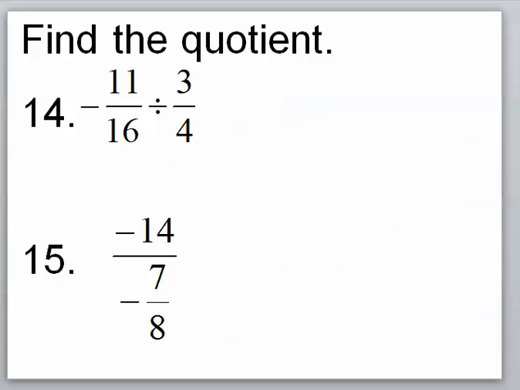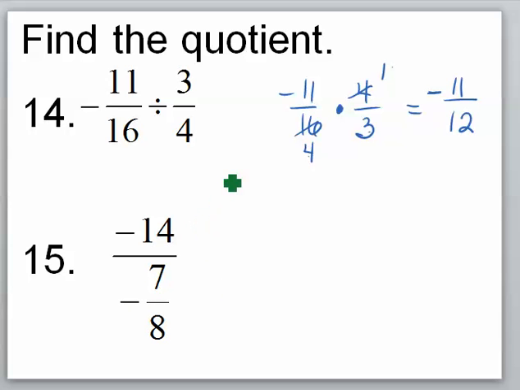The next one, we're going to take our negative 11 over 16. We're going to multiply by the reciprocal. That is the rule that we use when we divide fractions. So I noticed that 16 and 4 share a common factor. So 4 divided by 4 is 1. 16 divided by 4 is 4. 11 times 1 is 11. And 4 times 3 is 12. Remember, we're multiplying straight across. Negative times a positive is a negative.